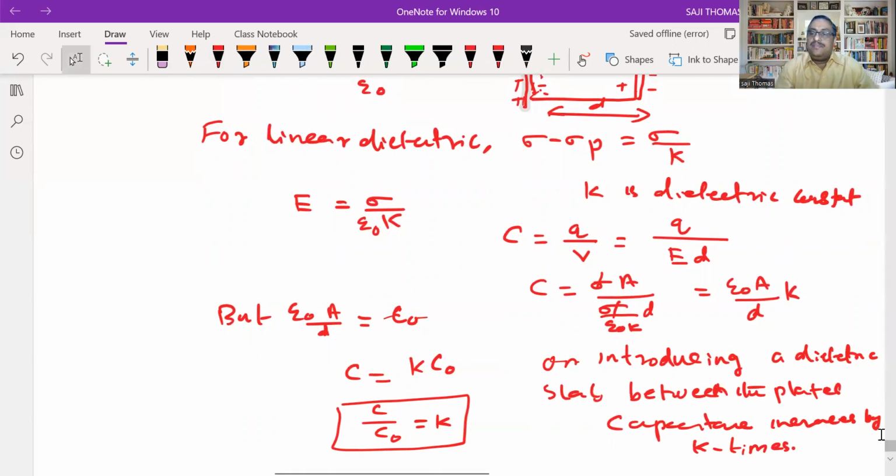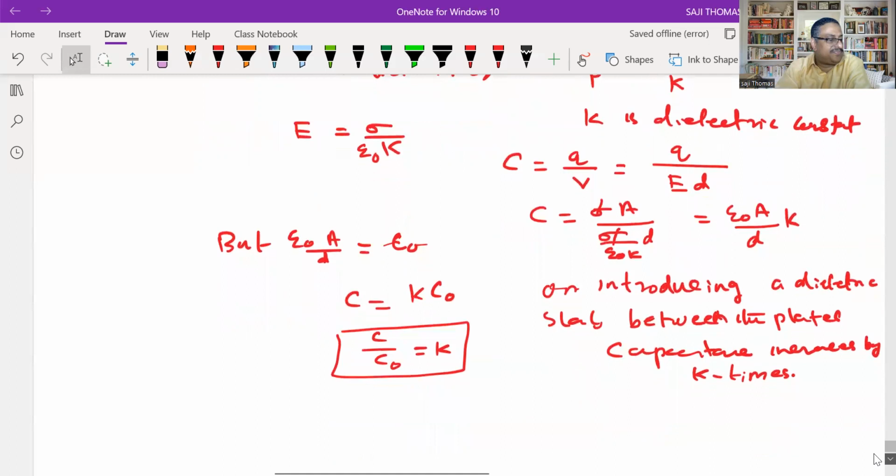Now we can find the equation for the energy stored in a parallel plate capacitor. If we introduce a dielectric slab between the plates of the capacitor, what will happen to its capacitance? Capacitance will increase. What will happen to the electric field between the plates? It will decrease, because you know E equals E0 minus EP. What is EP? The electric field due to polarization.